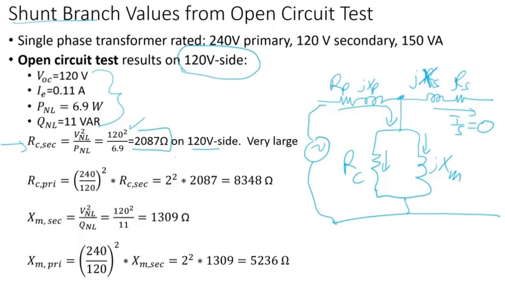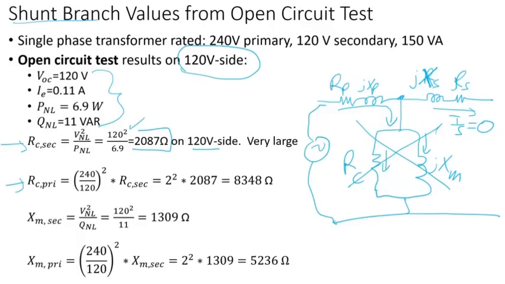As you can see, it's very large. If you read textbooks or work in industry, you will realize that they just ignore this branch because it's too large. It acts like an open circuit. So it's an approximation to eliminate it, which is okay in some cases. In other cases, it just depends on what you are doing.